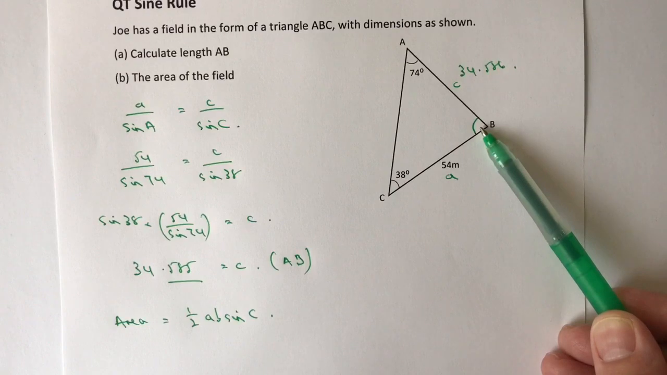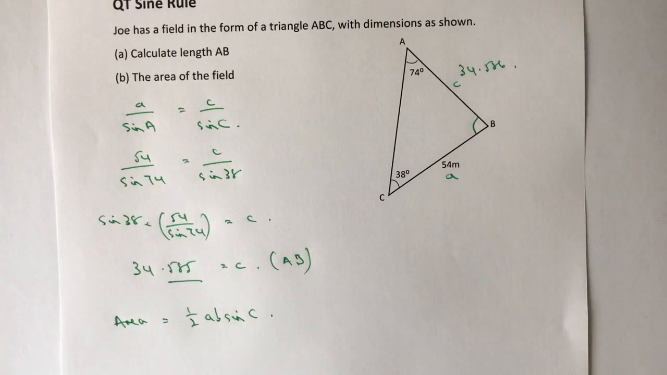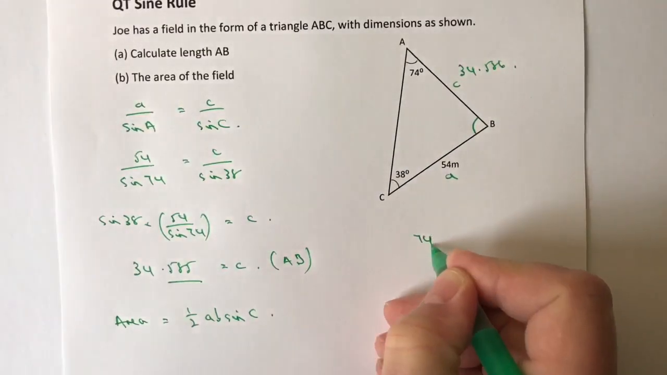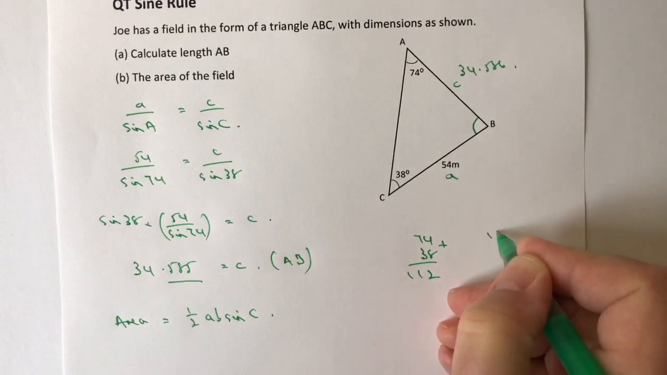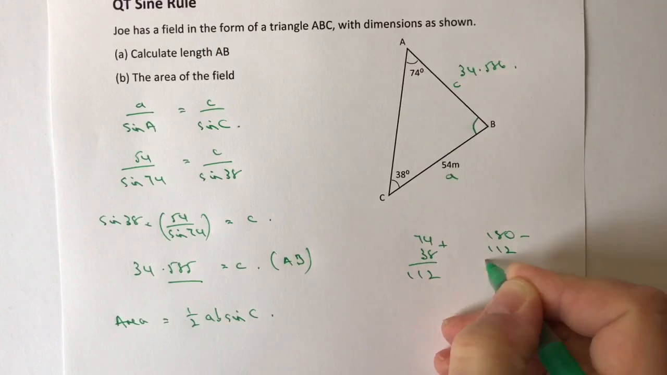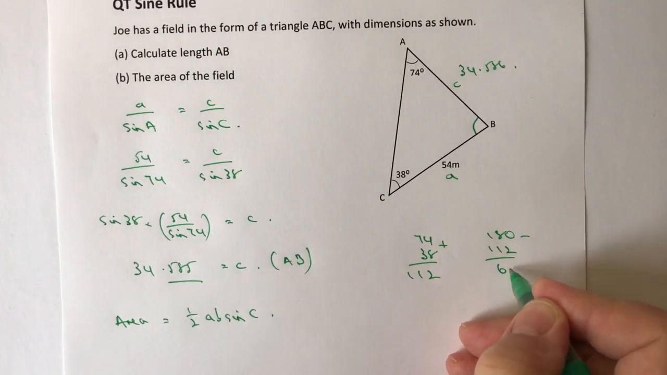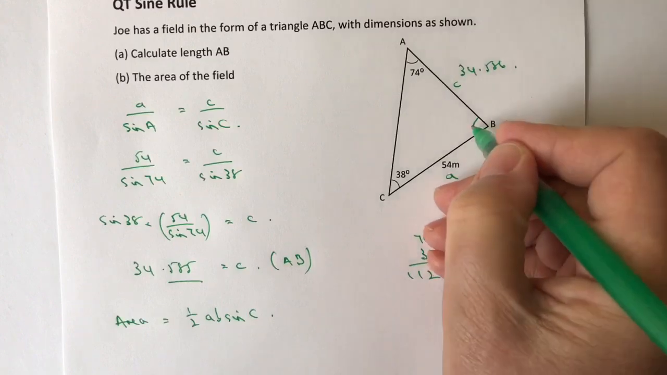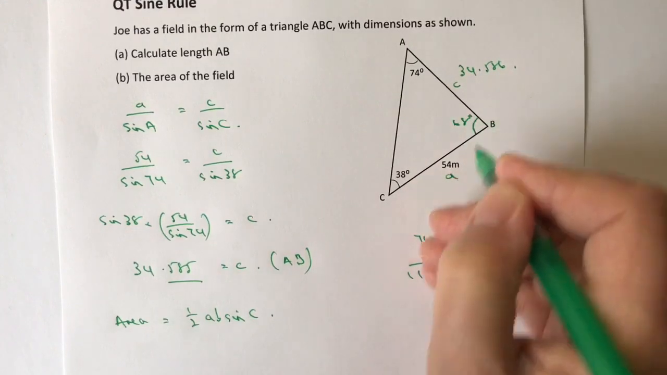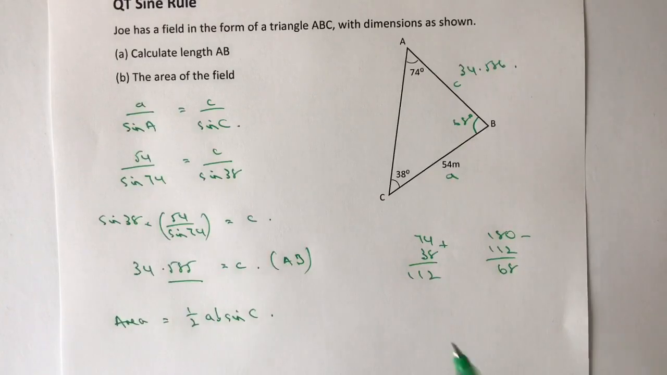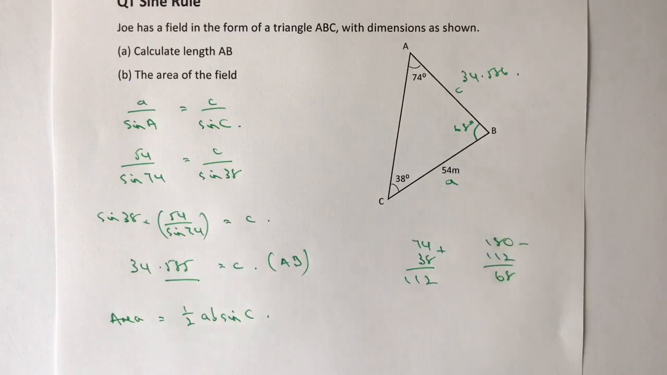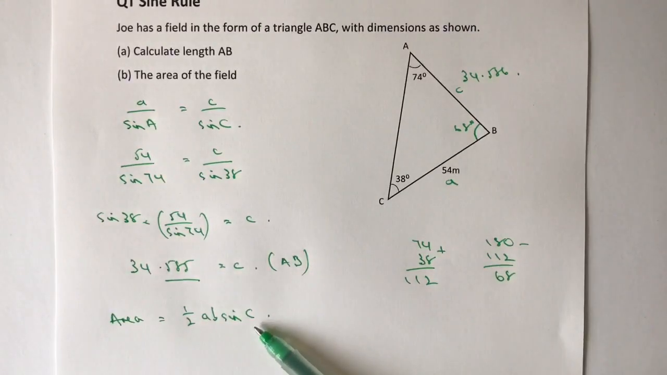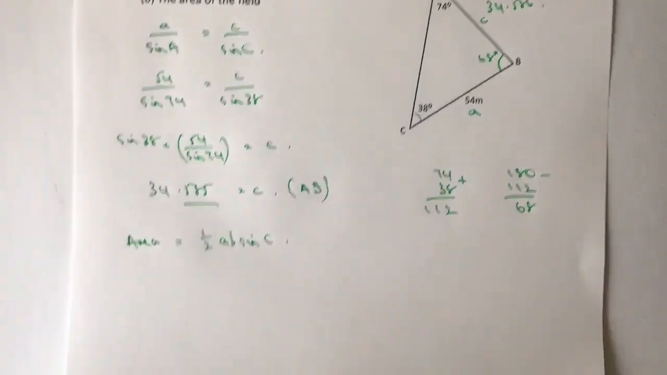It's fairly straightforward to work out this angle because we know the internal angles in a triangle add up to 180 degrees. So if I add 74 plus 38, I get 112, and then 180 minus 112 gives me the value of the angle, which is 68. So this angle here is 68 degrees. Now I've got my included angle, my length here, my angle, and my length there, and that will allow me to pop this information straight into this formula and it'll give me the area of the triangle.